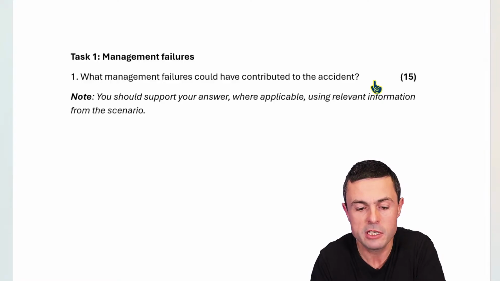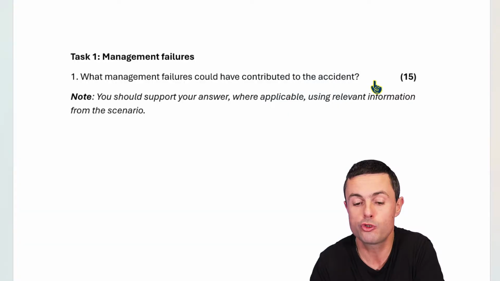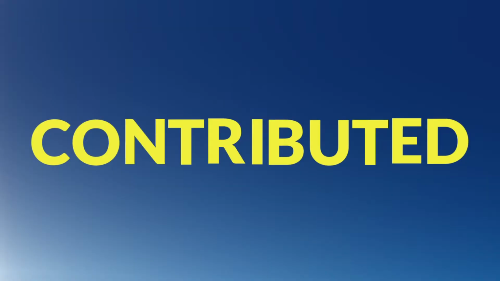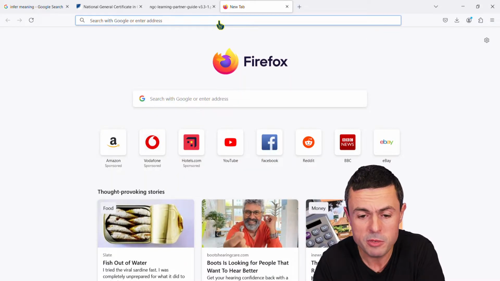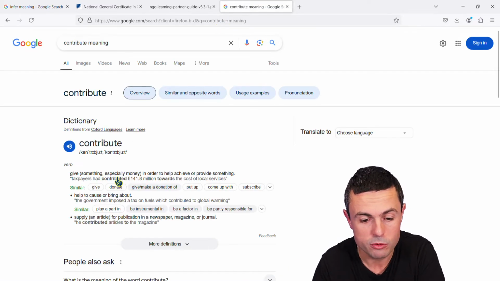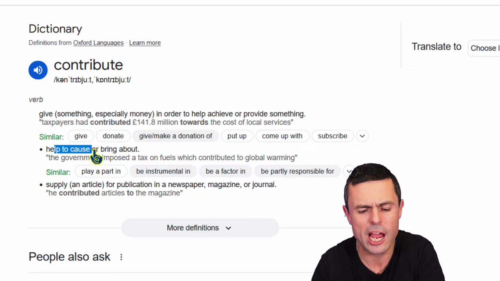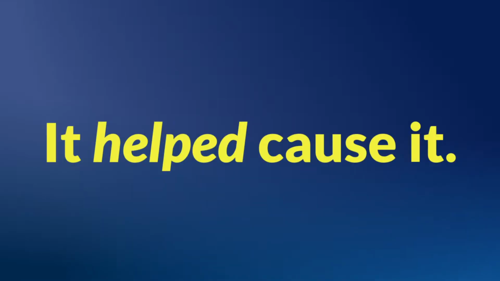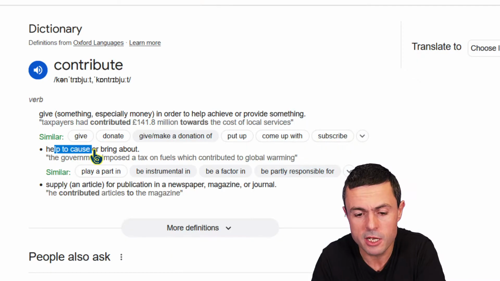which led to that accident. Now, if we look at the question very carefully, which ones could, so possible, could have contributed. Contributed means play a role. And if you don't know what contribute means, I've done another video on this, but maybe just look it up. Contribute, meaning. What does it mean, contribute? It's to help to cause. It didn't cause it, but it helped cause it. So maybe something that was a little bit indirect.